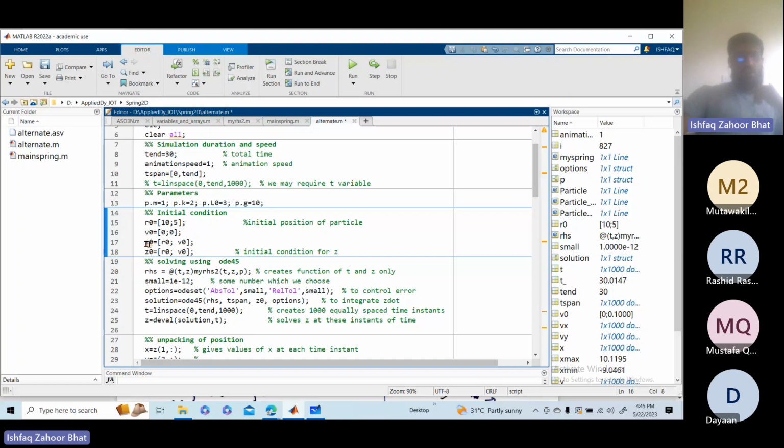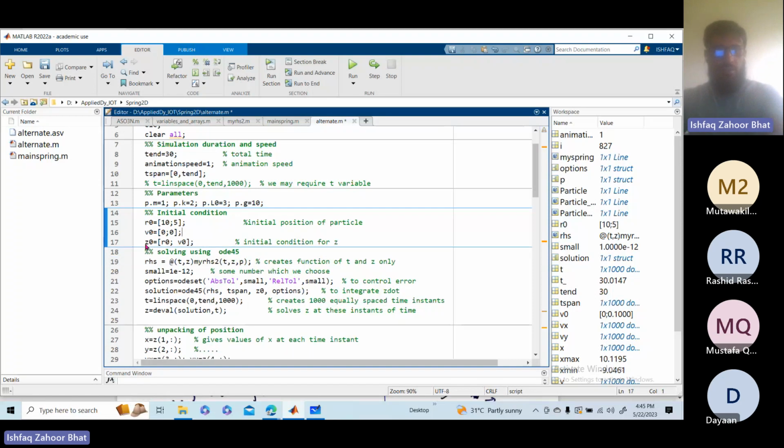And then z naught, which we have to actually integrate. So we are initializing that variable because we will be integrating this z dot. We need the initial value of z, and we have defined z as nothing but r and v. So this is r naught and this is v naught. This is basically our initial condition for z. Okay, I have written it 2 times. I don't know why I have written it, so let me delete one.